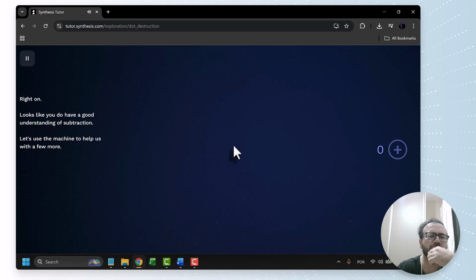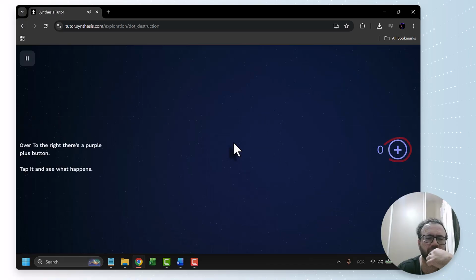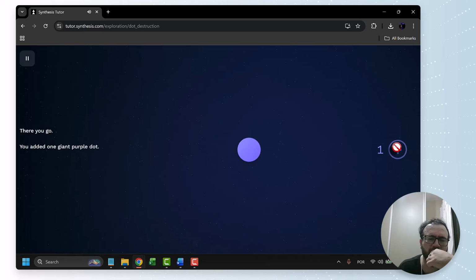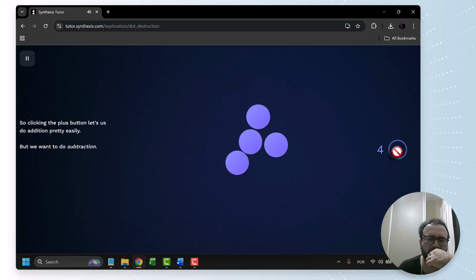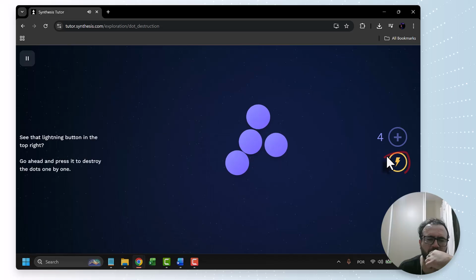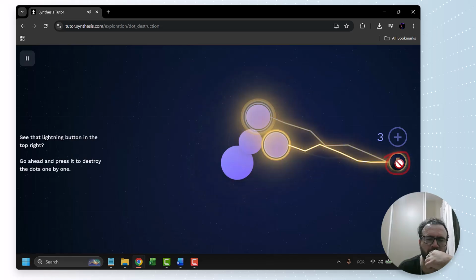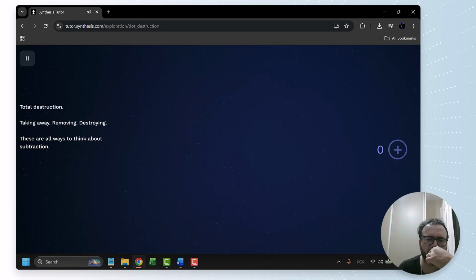Let's use the machine to help us with a few more. Over to the right, there's a purple plus button. Tap it and see what happens. There you go. You added one giant purple dot. Go ahead and add 3 more. So clicking the plus button lets us do addition pretty easily, but we want to do subtraction. See that lightning button in the top right? Go. Total destruction, taking away, removing, destroying.